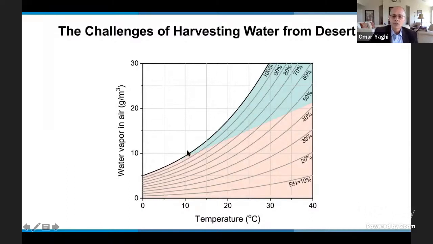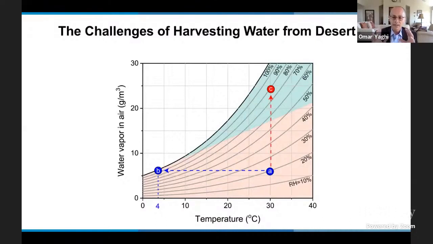Okay, so I want to show you what happens if I'm in a city, let's say here in a city at 20% relative humidity and 30 degrees Celsius. Let's say I want to cool that air to get the water out. To get to liquid water, to condense the water, I have to cool down that air from 30 degrees Celsius to 4 degrees Celsius. Okay, that's not very economical. That does not work, and it is not a viable way of generating water from air.